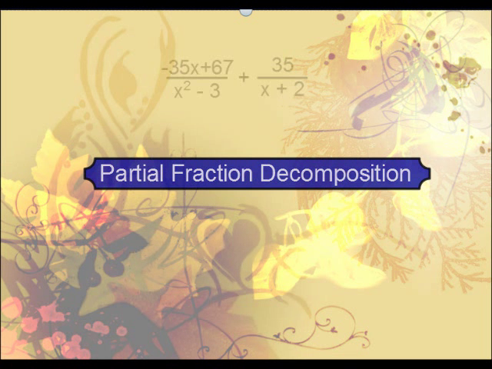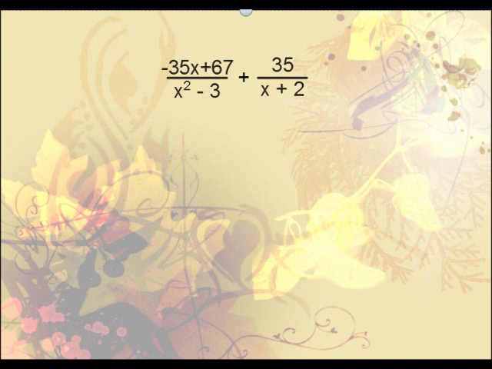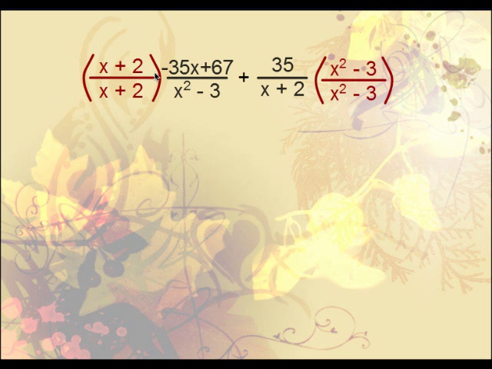To give you an idea of what this is about, I want to start off with these two little fractions here. Let's say you were to take these two fractions and combine them into one fraction. Well, what you would do is try to get a common denominator. For the fraction on the left, you would multiply the top and the bottom by x plus 2. For the fraction on the right, it would be x squared minus 3. And in doing so, what you would get is this.